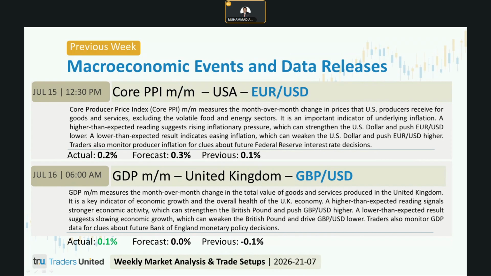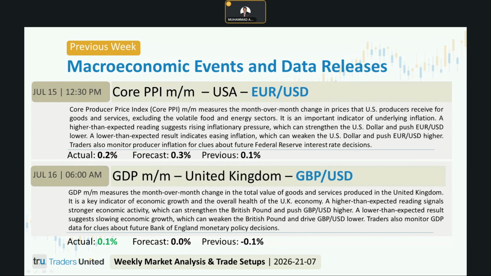Now, let's take a look at some of the numbers. The previous reading was 0.1%, forecast 0.3%, and the actual number we got is 0.2%. Markets expected core PPI to rise to 0.3% from the previous 0.1% number, indicating stronger producer inflation.